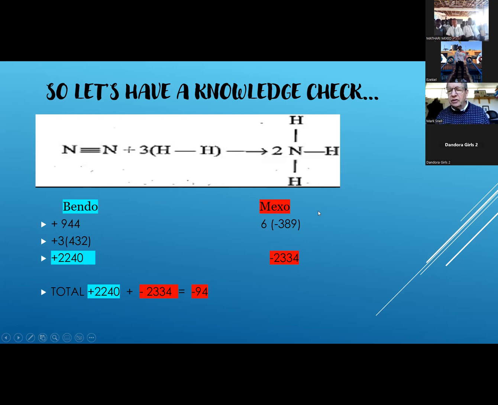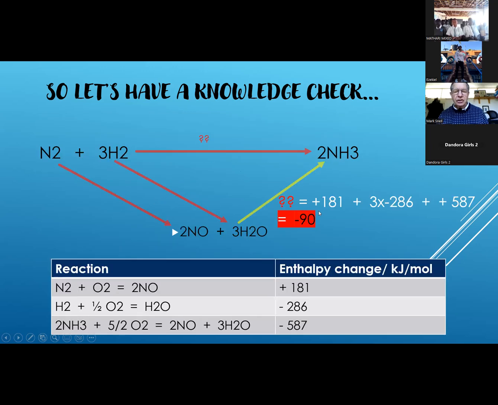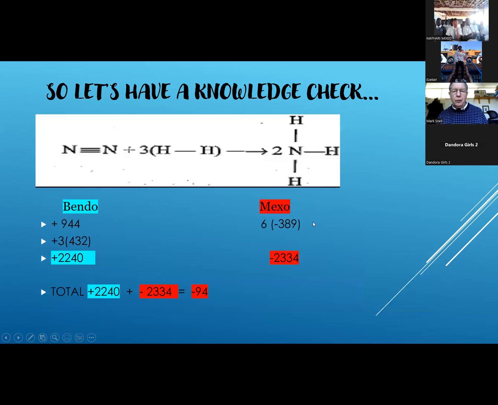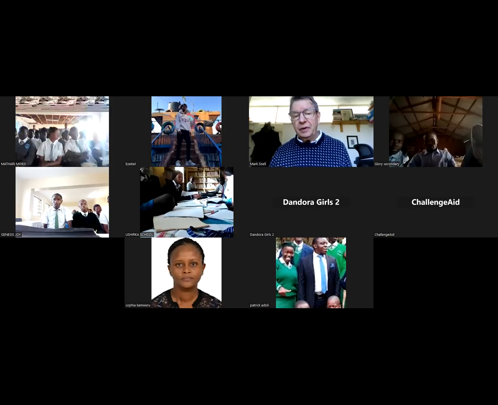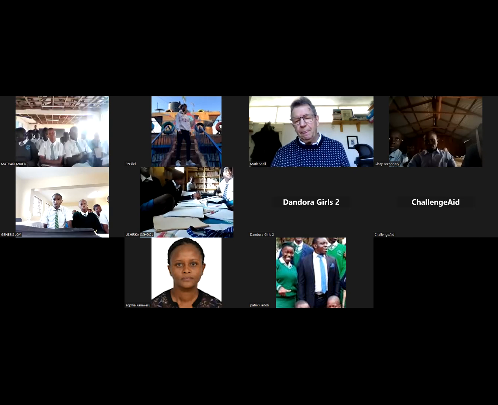Now, what you may notice is that in this calculation, it comes out as negative 90, and in this one, a different way of calculating it, it comes out as negative 94. The difference is because the bond enthalpies are average values.